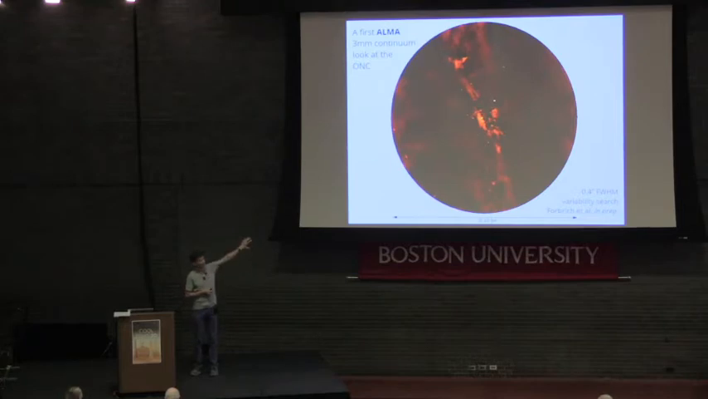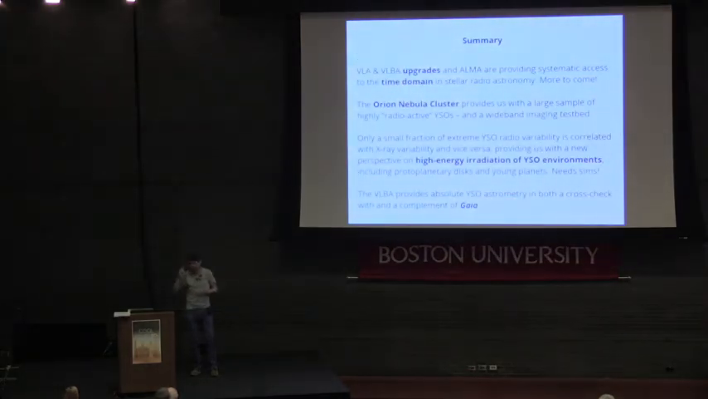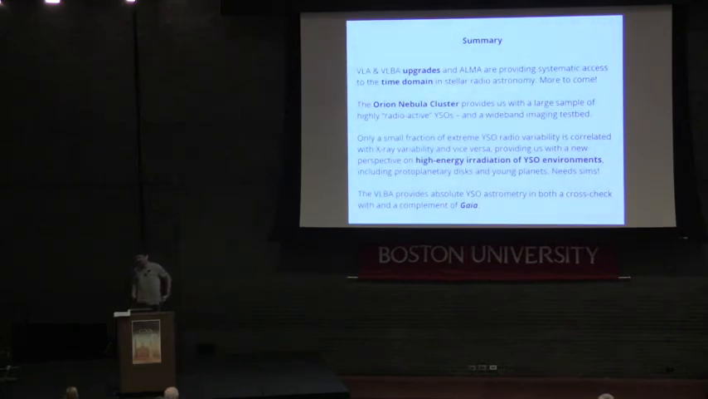This is centered more or less on the BN object. Lots of young stellar objects detected here, and we do see several kinds of variability and flaring going on. I won't have time to show much of that right now, but this is really an interesting extension of this to the millimeter wavelength. And I will leave you with my summary. Thanks for your attention.